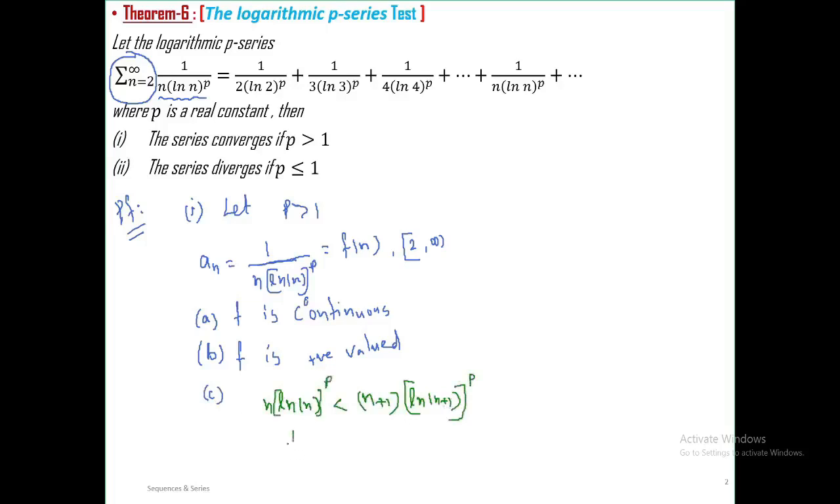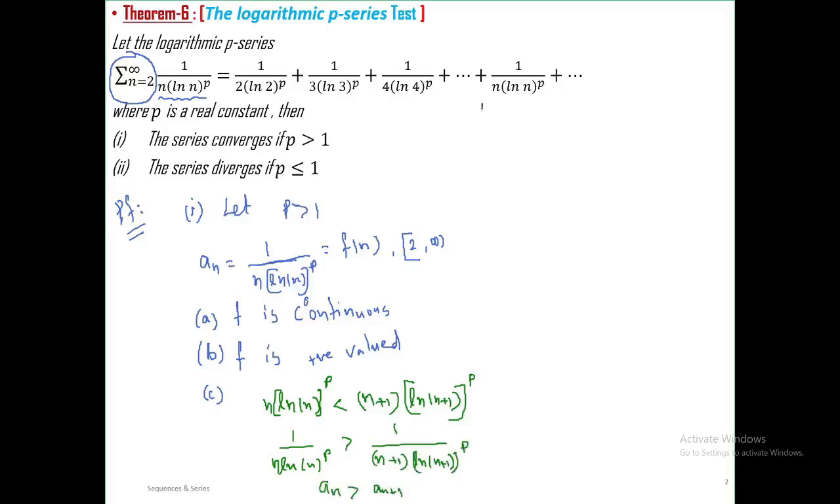So 1 over n into ln n. Why have I written this? Because p is positive power, therefore this remains in the numerator itself. That's what I have written, both sides power p. So 1 over (n ln n) raised to p is more than 1 over (n plus 1) into ln of (n plus 1), raised to p. So clearly this is a_n and this is a_(n plus 1), right? So therefore it is decreasing.